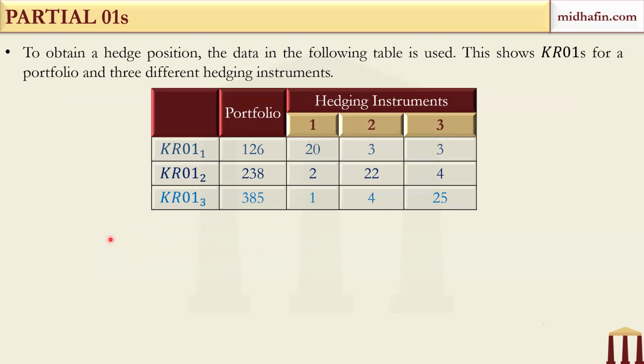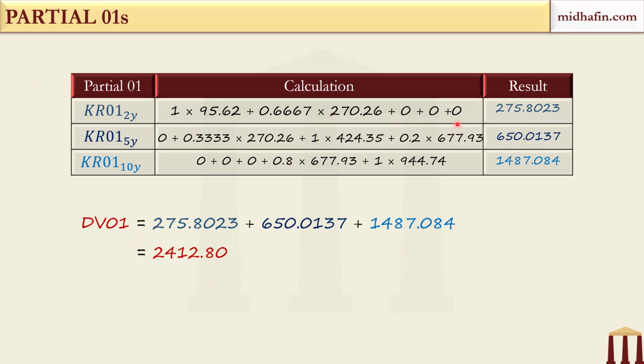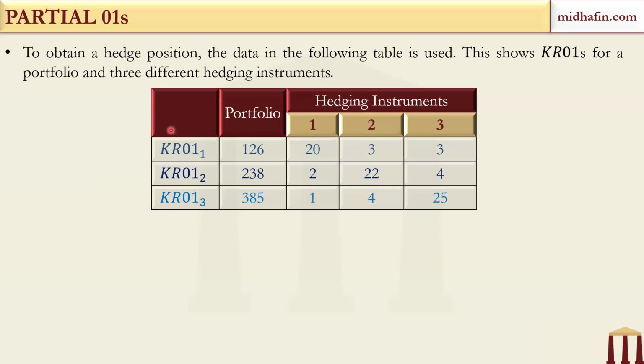Now let's take a different example. So here the calculations have already been done. Now from the examination perspective, they will either ask you to find the key rate exposures, or they will give you the whole information, that is, the key rate exposure of hedging instruments and the key rate exposure of the portfolio. Find out what should be the hedge position. How much money should be invested in hedging instrument 1, 2, and 3. Again, since you have 3 exposures to hedge, first key rate, second key rate, and third key rate, you have 3 hedging instruments also.